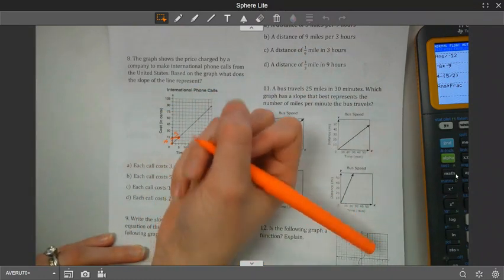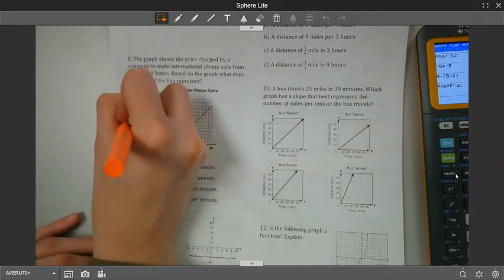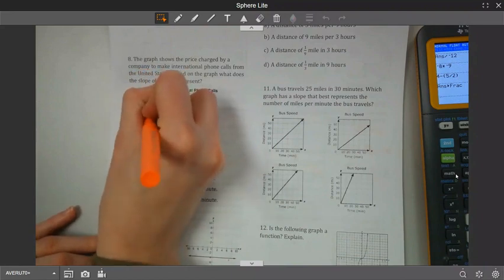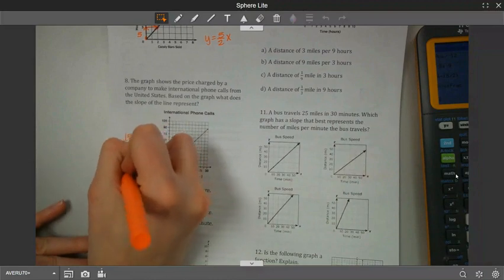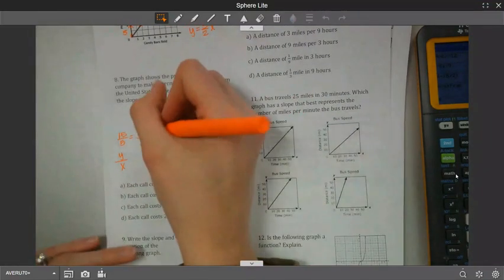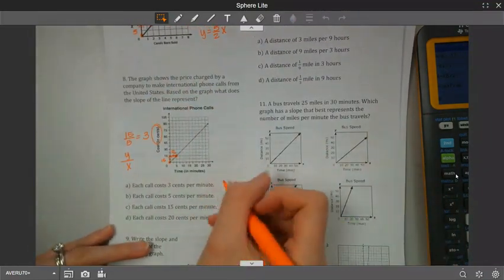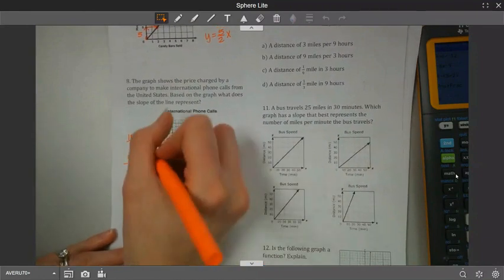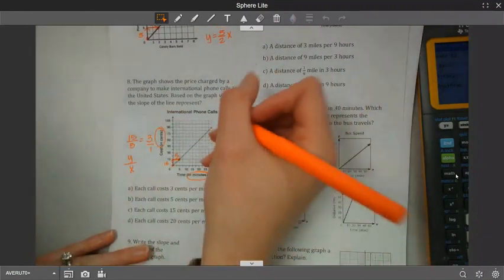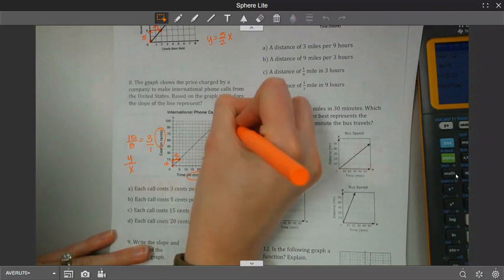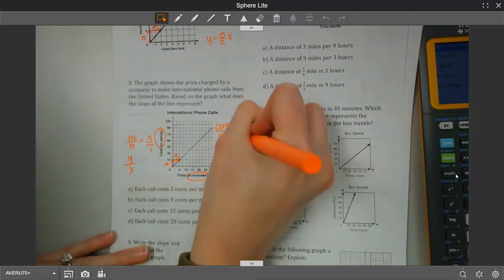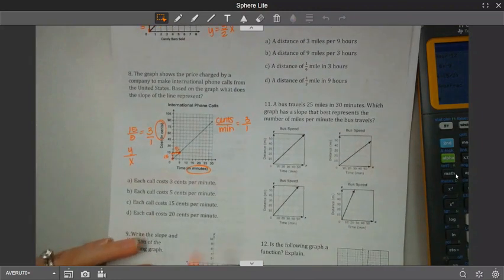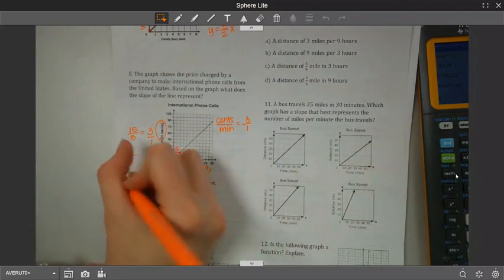So rise over run, 15 over 5. That simplifies to 3, okay? And remember, we're talking y over x. The y is the cents. The x is the minutes. So this is 3 over 1. So if we're talking about cents over minutes, this is really 3 cents in 1 minute. Well, 3 cents in 1 minute, our best answer is A.